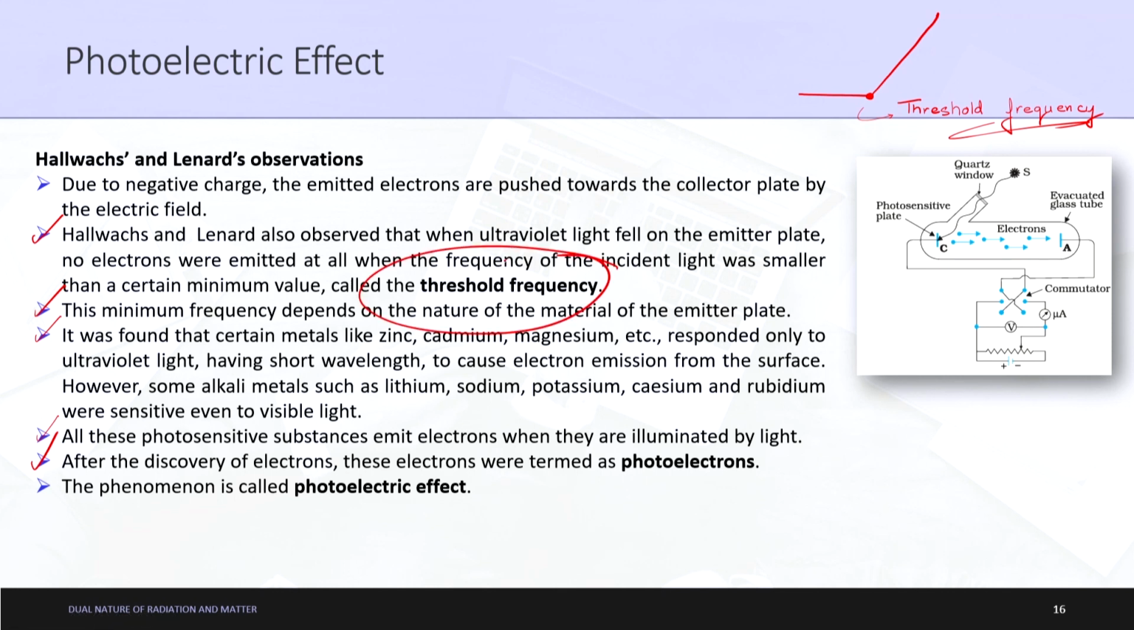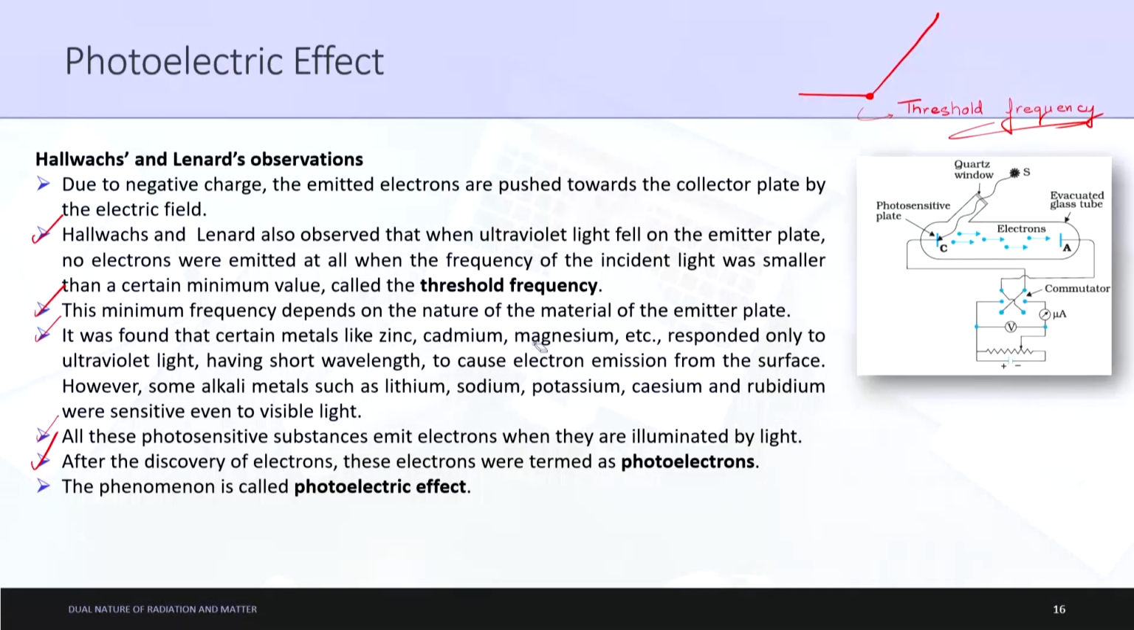One thing which you need to remember is what is threshold frequency, because a definition can be asked, and another is you should know the metals which are more sensitive and which are less sensitive. So you can just remember lithium, sodium, etc. are more sensitive and hence electrons can be ejected due to visible light also, but there are some other metals such as zinc, cadmium, magnesium, etc. from which the electron can be ejected only when ultraviolet light is incident upon it. Okay.